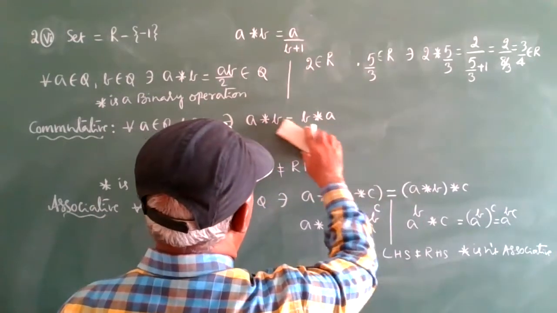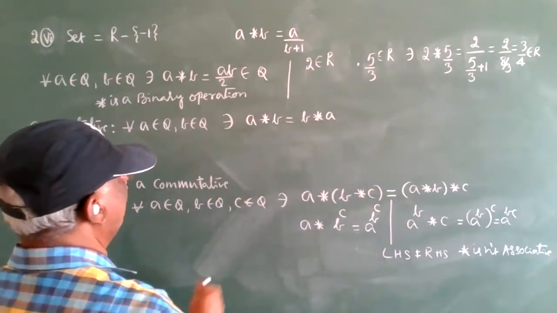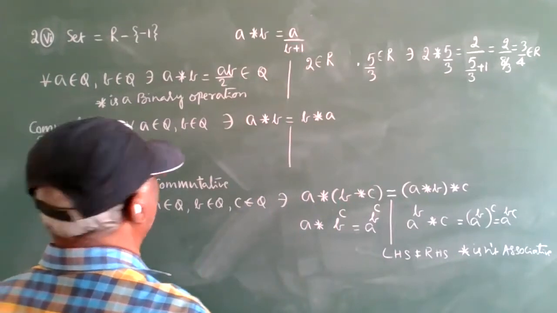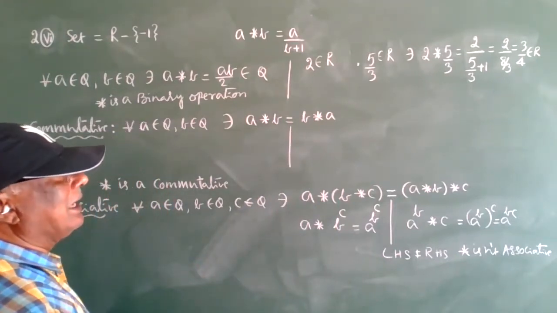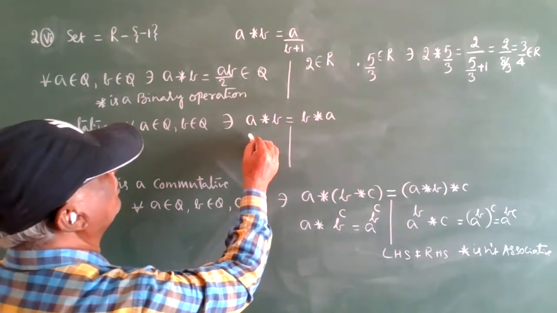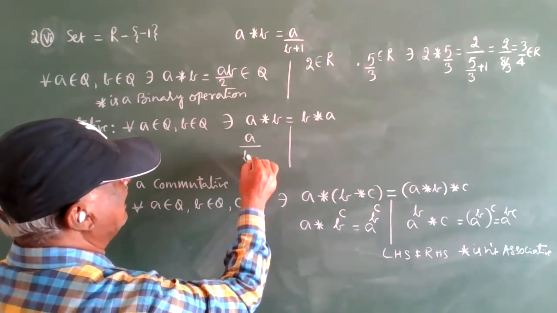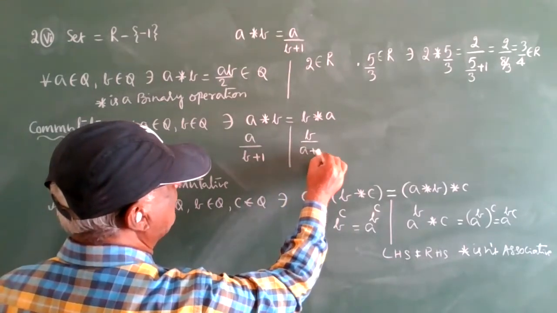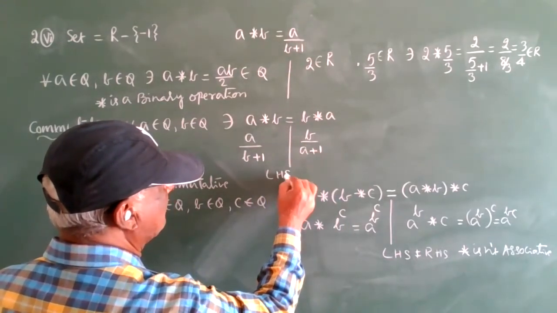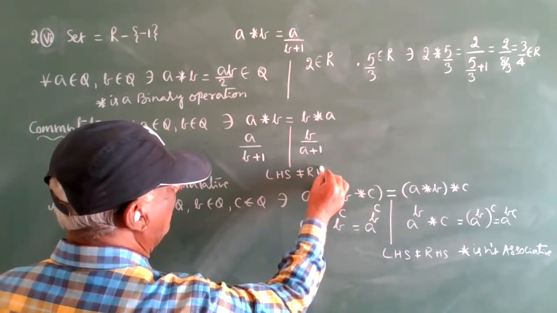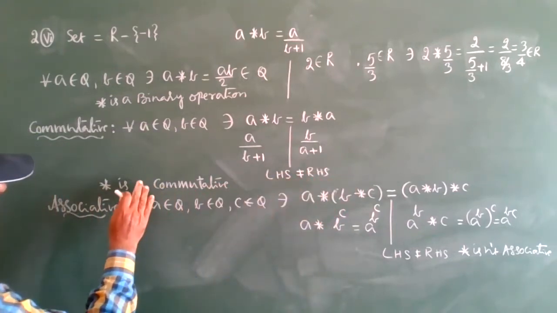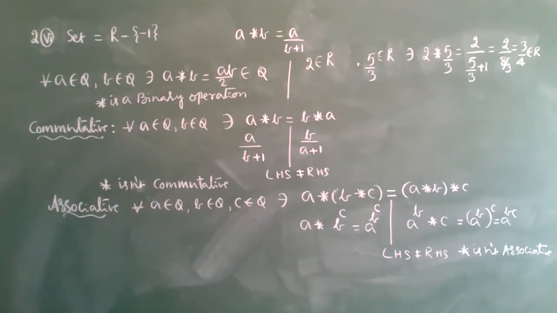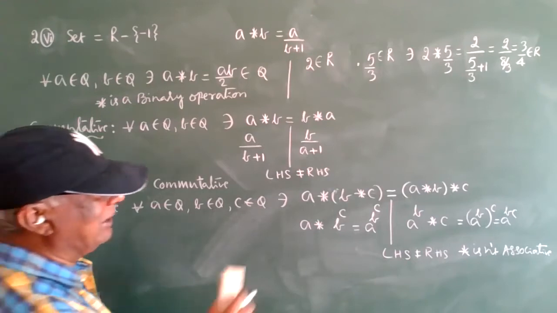Now, commutative check, everyone. Left hand, right hand. So left hand, right hand check on commutative. A star B is equal to first element by second element plus 1. Here it is B by A plus 1, not equal. Therefore, star is not commutative. All right, see everyone.